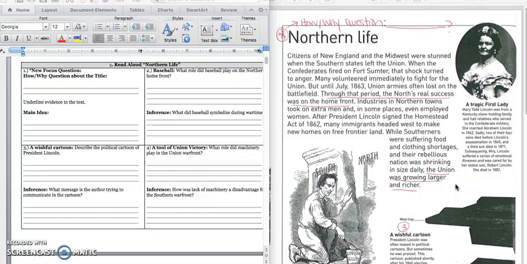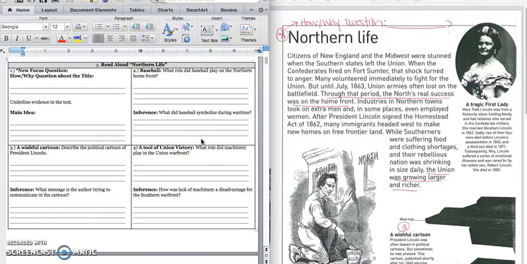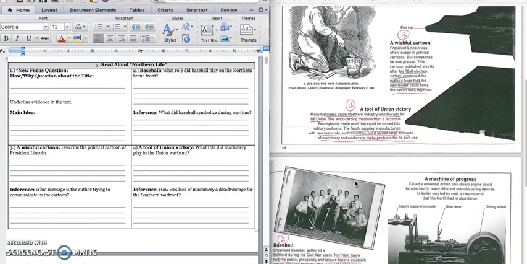All right, so if we go back in that text, we know the author describes Northern life as successful, and it says it was growing larger and richer. So for our main idea, we would write life in the northern states was successful because the Union grew larger and richer. Press pause to write down your answer and play when you're ready for box 2.